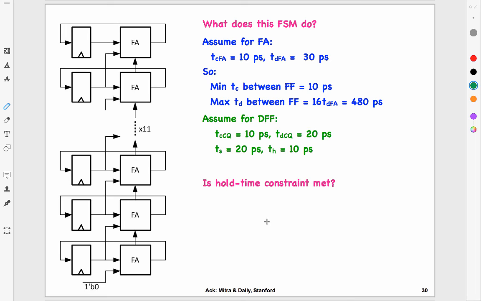So it's taking the previous state, feeding that to the input of the full adder. The other input to the full adder is the previous state shifted by 1 with a 0 fed in, right? So if you look at each one of the bits, this full adder is getting the previous bit and the bit from down here. So the ith full adder is getting x_i and also x_(i-1).